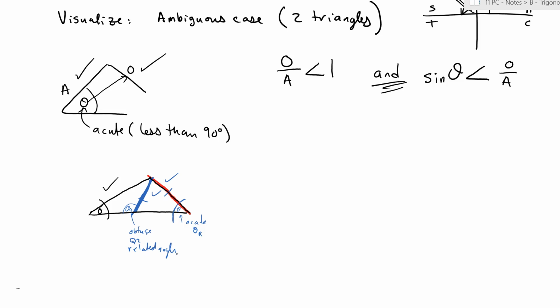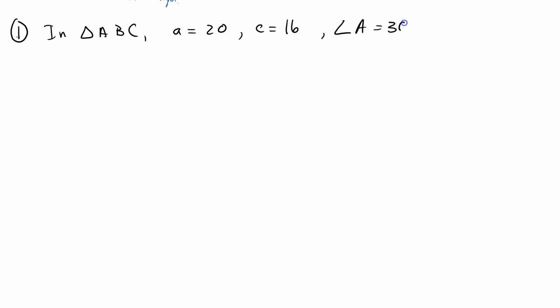So I'm just going to go through a few questions here, and we're going to determine whether or not the ambiguous case is needed. So, 1. In triangle ABC, little a equals 20 units, c equals 16 units, and angle A is 30 degrees. How many triangles can be drawn?